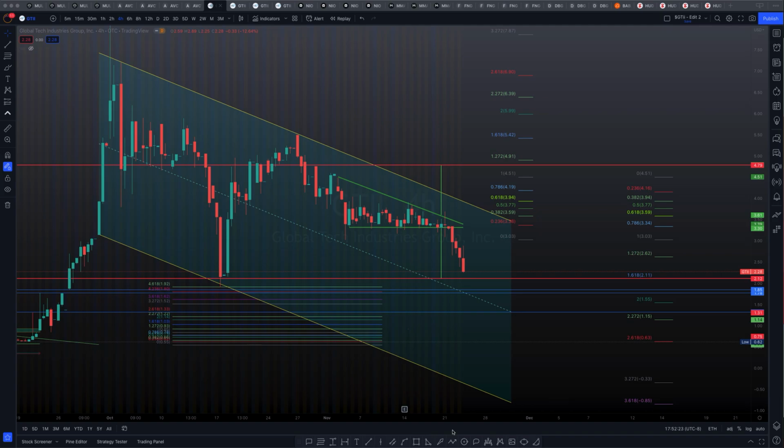GTii very close to realizing its formation bearish target. I have a couple levels that we need to review for today's session before Friday's trading session.